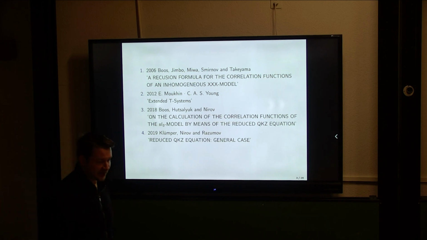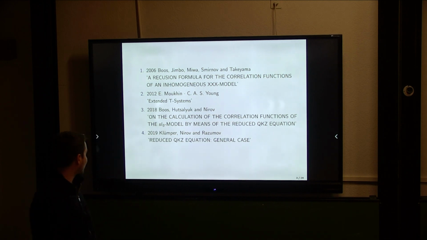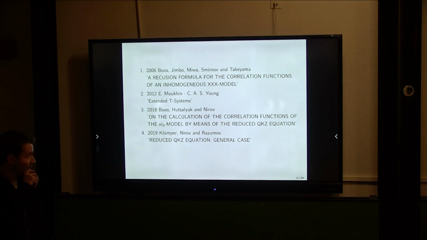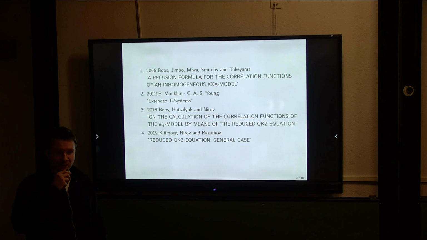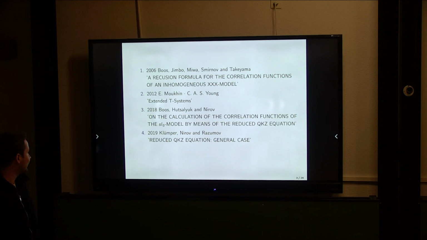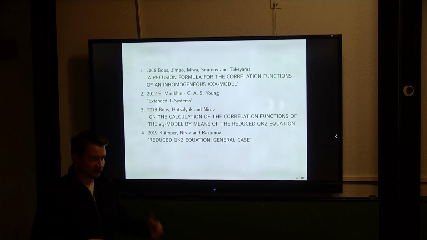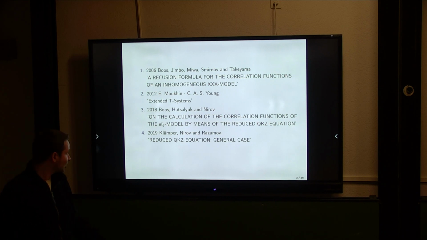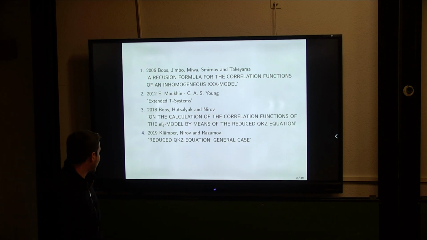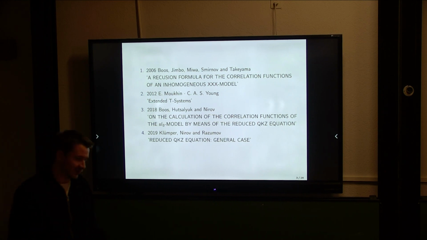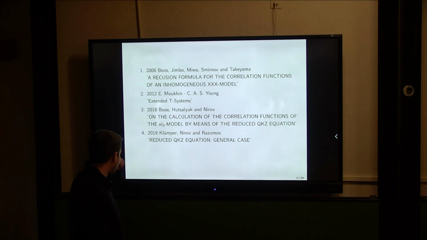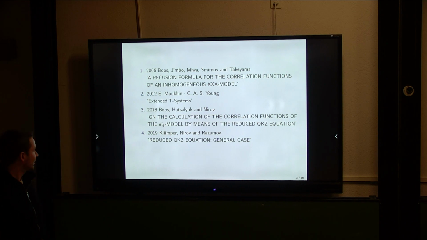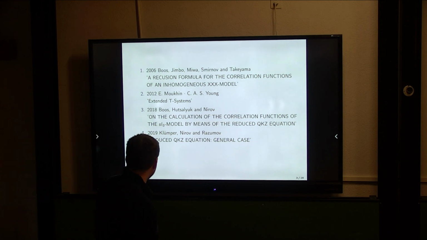The references I mainly use are, of course, the paper of Hermann, Jimbo, Miwa, and Takayama. It's about this construction of the recursion relations for the correlation functions of the inhomogeneous XXX model. I'm going to explain it. The second important reference is the paper from 2012 of Mukhin and Young. This is where he introduces the extended T-systems and the so-called snake modules.